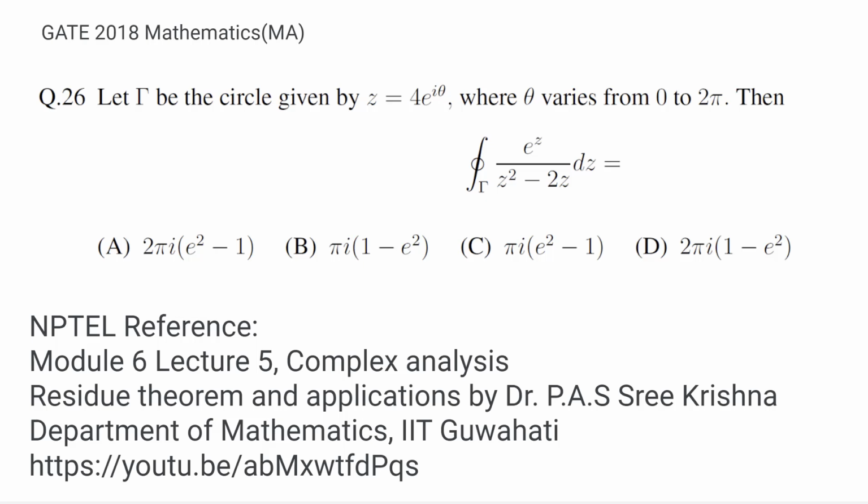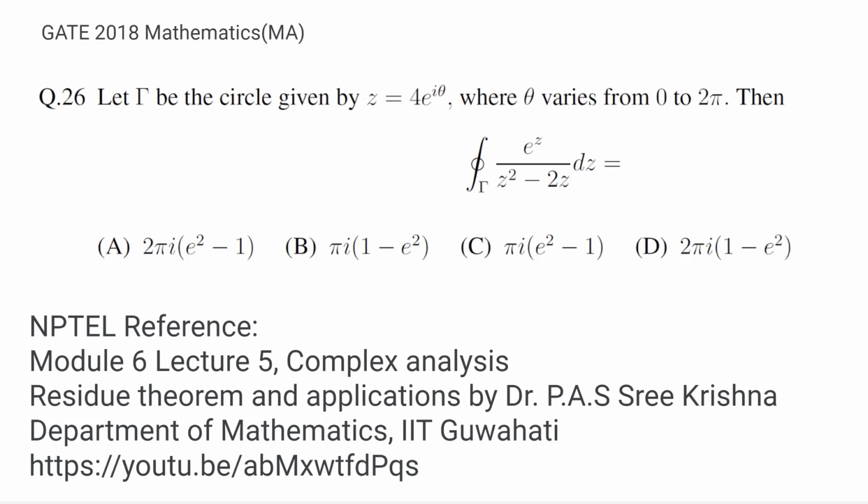The problem is from GATE 2018 mathematics paper, question number 26. The problem given is: let gamma be the circle given by z equal to 4 times e to the power of i theta, where theta varies from 0 to 2 pi. Then it is asked the value of the integration over gamma of e to the power of z divided by z square minus 2z dz equal to.